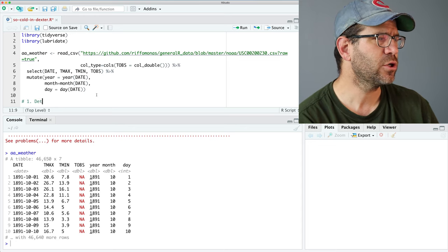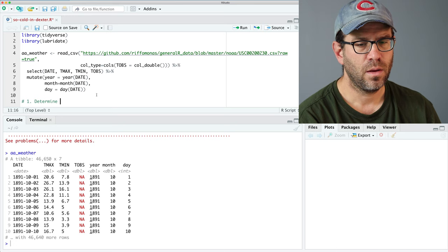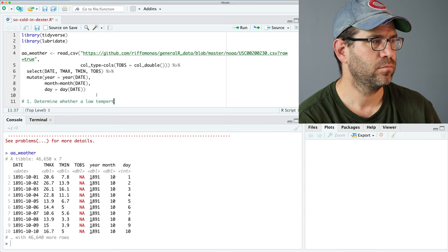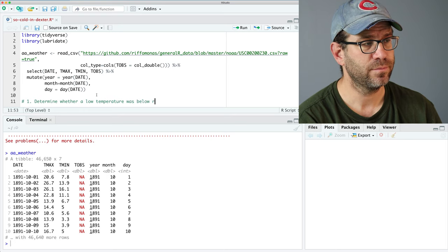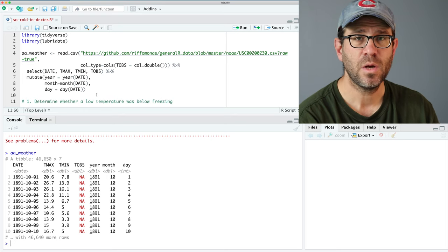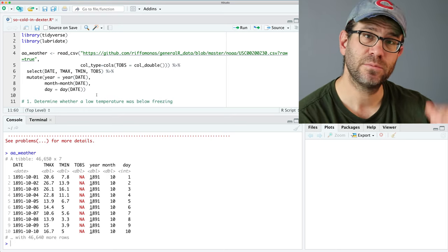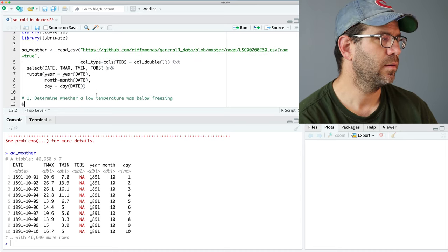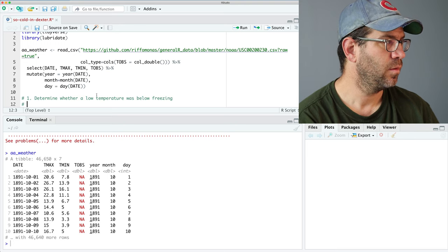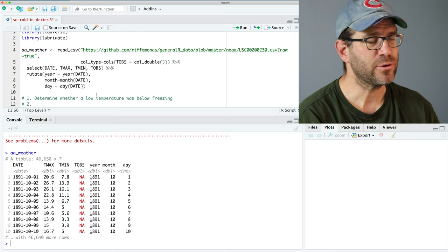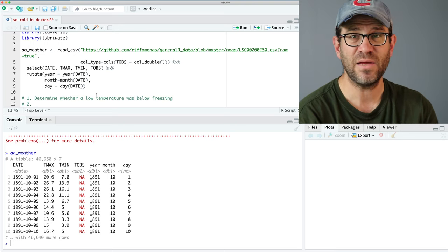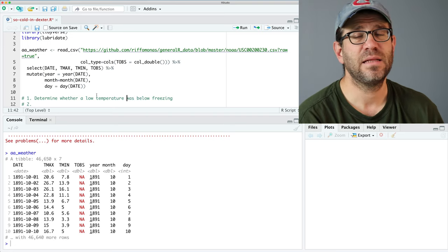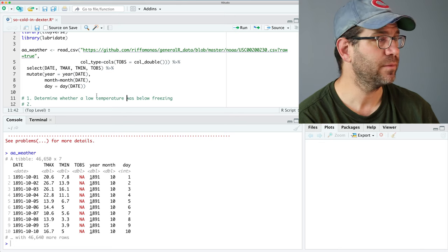So I need to determine whether a low temperature was below freezing, right? So in degrees Celsius, if it's below 0, it's freezing, okay? I need to then, a low temperature for the day, right? So we have every day from 1891 to present. So we want to look at every day and tell us whether or not that temperature is below freezing.